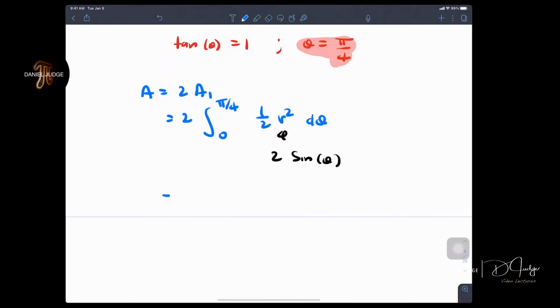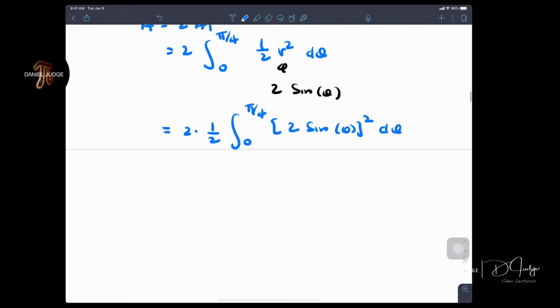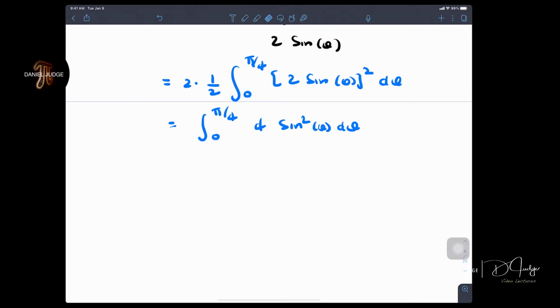So let's pull out some constants. 2 times 1/2, the integral from 0 to pi over 4, and I take 2 sine theta and I square that, d theta. So 2 times 1/2 is 1. And I'm going to get the integral from 0 to pi over 4 of sine squared theta d theta. I'm going to leave it this way for now.